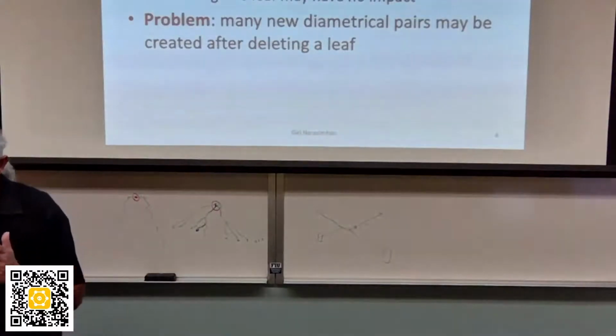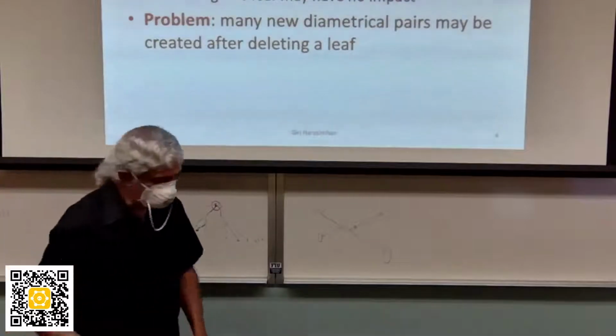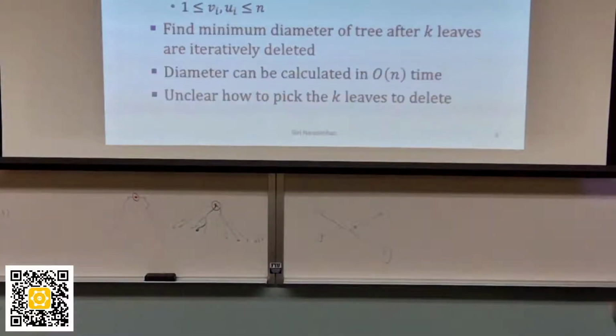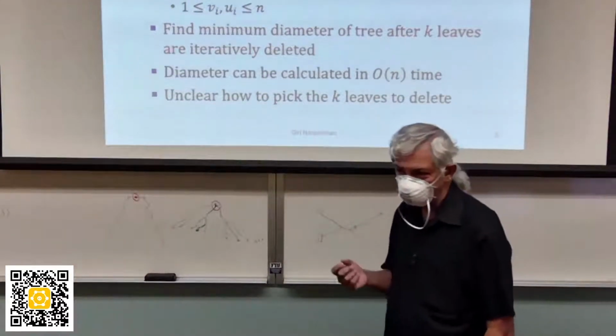about which vertices we're going to throw out. This is the problem we're looking at. It's called the diameter of the tree. And we did this last time, where we showed how to find the diameter very efficiently given a tree.